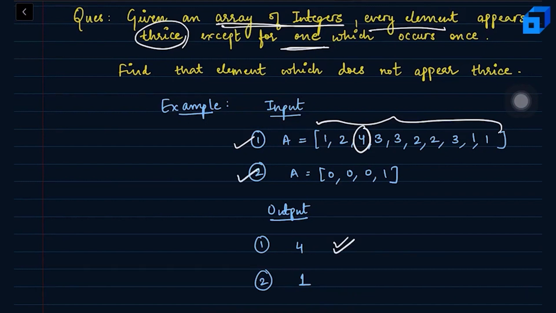Now, for the second example, you will see here that in the given array, there is only one element that is appearing once, and that element is 1. And this element needs to be returned. So for this particular question, the output is going to be 1.